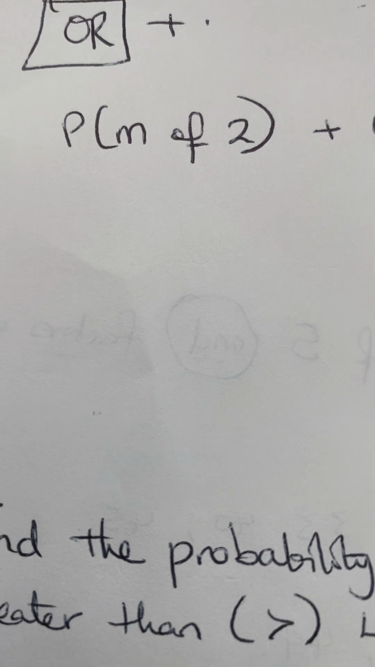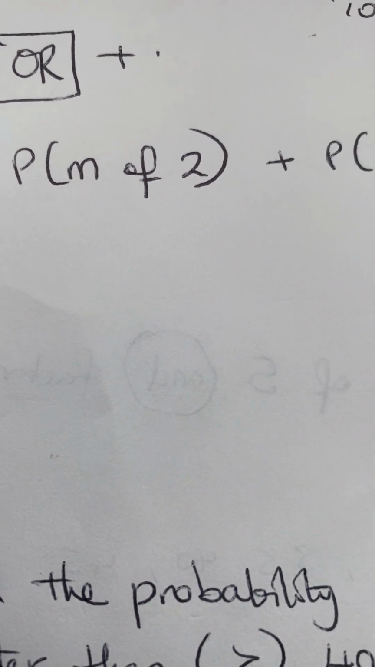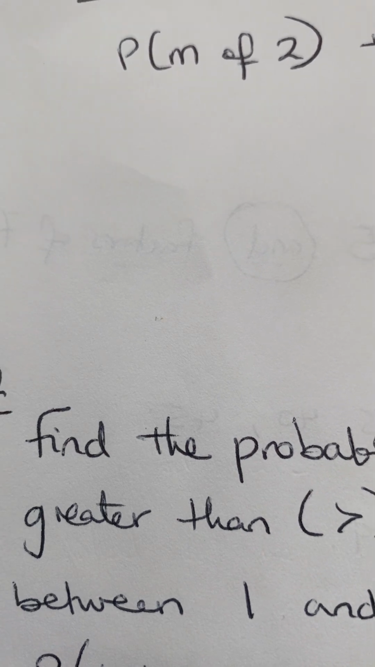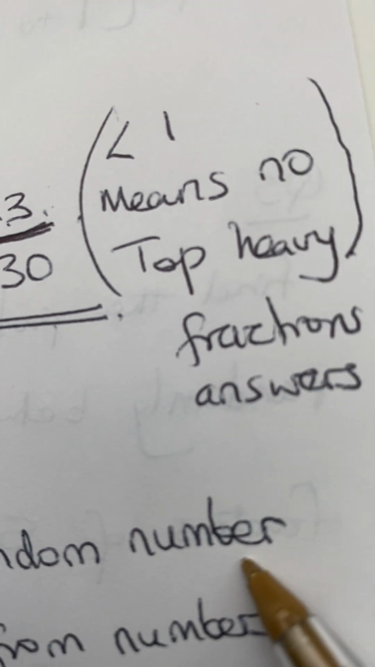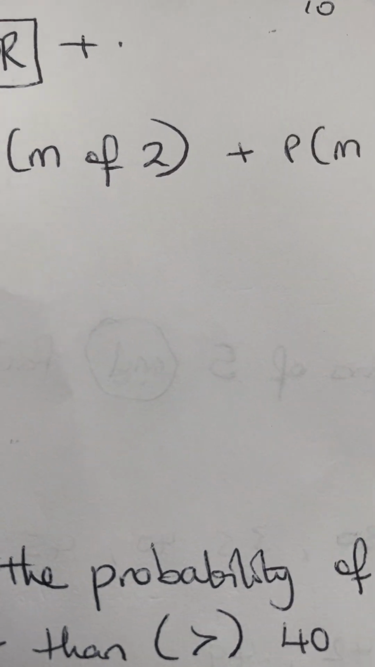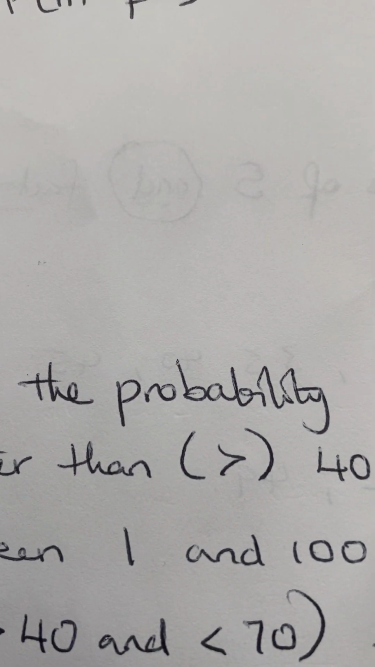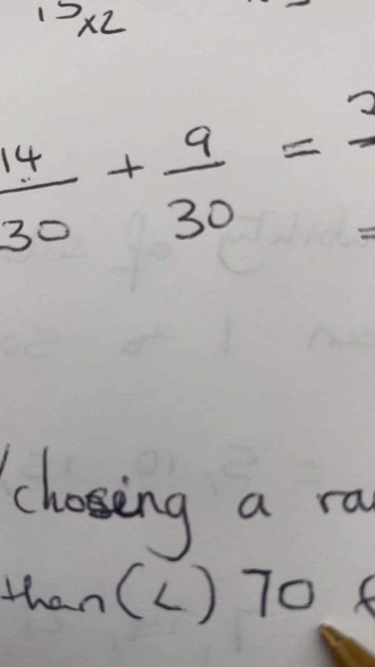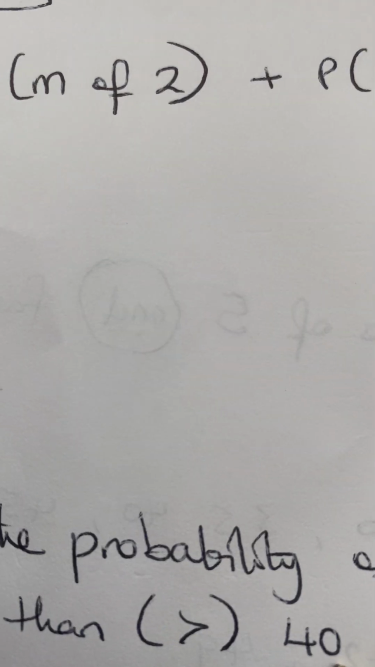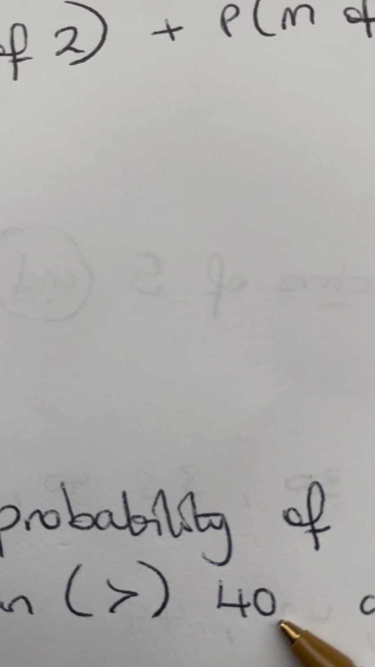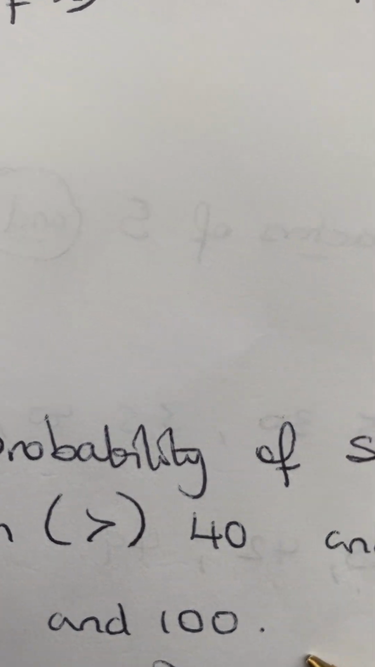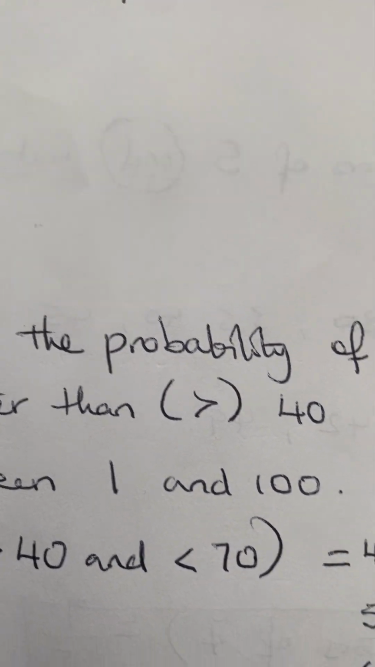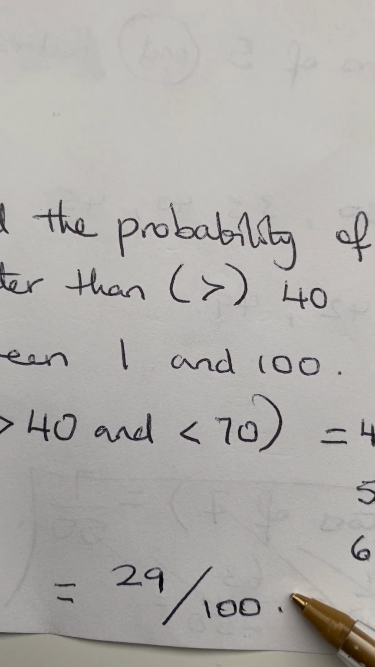Let's look at the second question. Find the probability of selecting or choosing a random number that is greater than 40 and less than 70. So greater than 40 is 41 onwards. Less than 70 is up to 69. From numbers between 1 and 100. So straight away, our denominator should be 100.